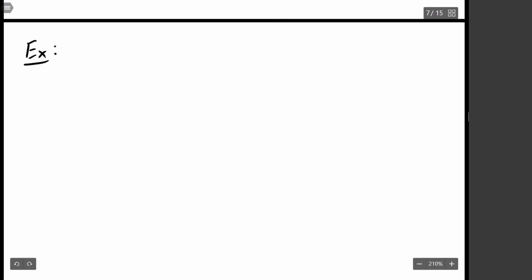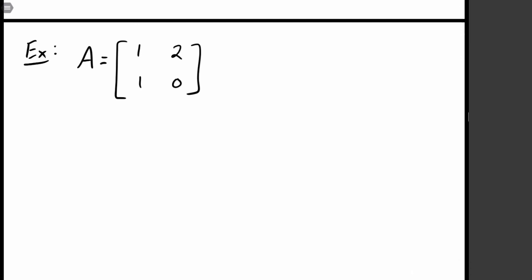So, example: what we're going to do is take this matrix A, which is, let's say, 1, 2, 1, 0. And we're going to write this as a sequence of elementary operations, or as a product of elementary matrices. So what we want to do is get this row equivalent to the identity matrix. If I were trying to reduce this to the identity matrix, the first thing I would probably do is swap row 1 and row 2.